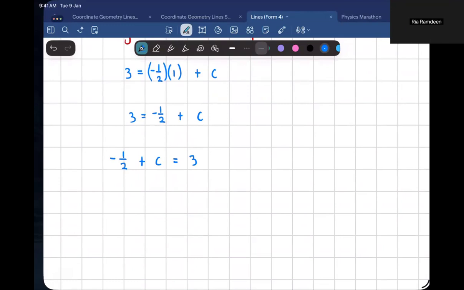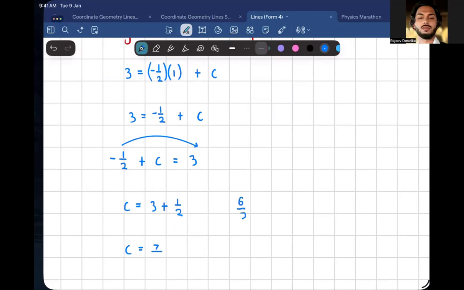We could carry a half across the equal sign. So it'll be c equals a half plus 3. Yep. And what's 3 plus a half? That should give you 7/2. Oh, really? Yeah, because 3 is 6/2 plus a half. 6 plus 1 is 7, 7/2.